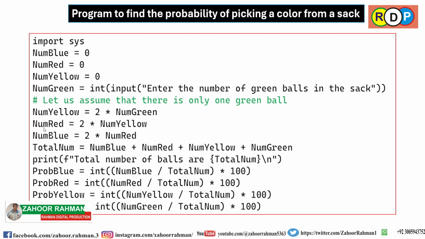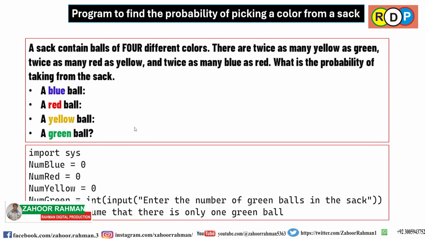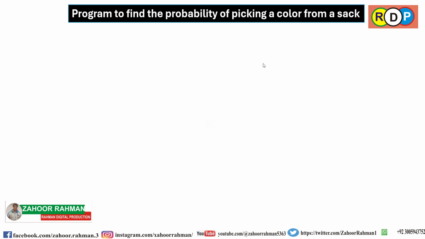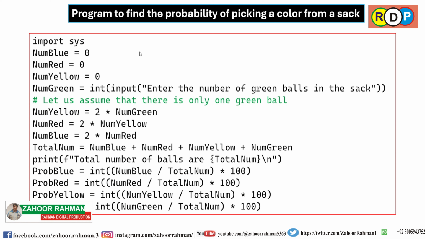Now in the next step, number of red ball is equal to 2 multiplied by number of yellow. So it is saying twice as many red as yellow and twice as many blue as red. So according to those conditions, I took these values, number of red twice as number of yellow, number of blue twice as number of red. Hope that you understood this program till here.